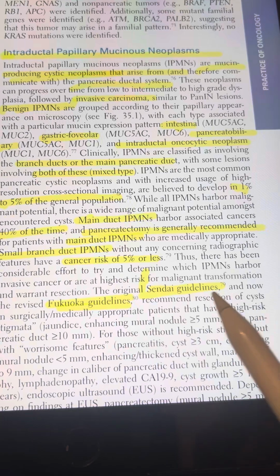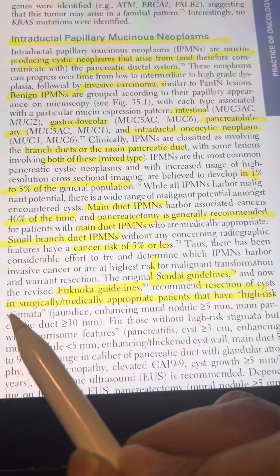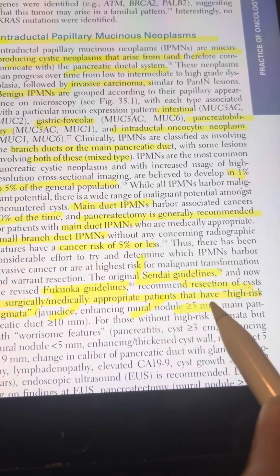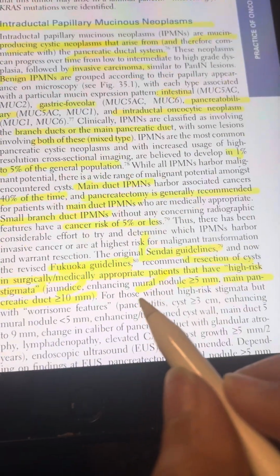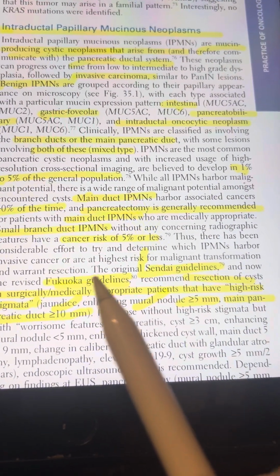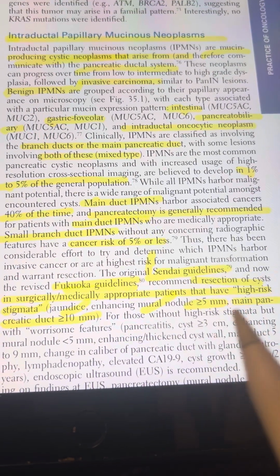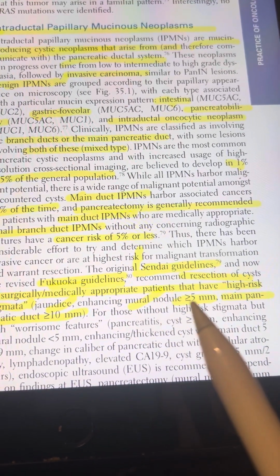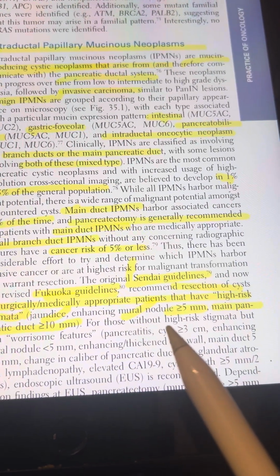Fukuoka guidelines recommend resection of the cyst in surgically or medically appropriate patients who have high risk stigmata. High risk stigmata are jaundice, an enhancing mural nodule of 5 mm or more, and a main pancreatic duct diameter of more than 10 mm. So these three features in the revised guidelines recommend the cyst for surgery. First is jaundice, second is an enhancing mural nodule of 5 mm or more, and third is main pancreatic duct of 10 mm.